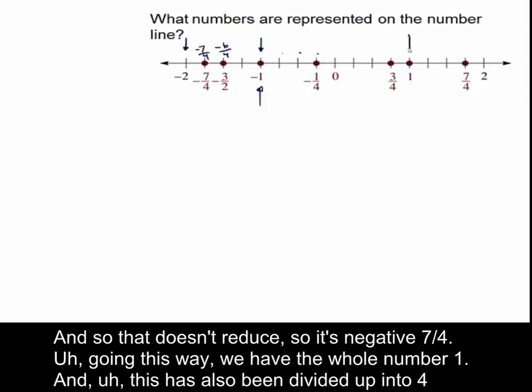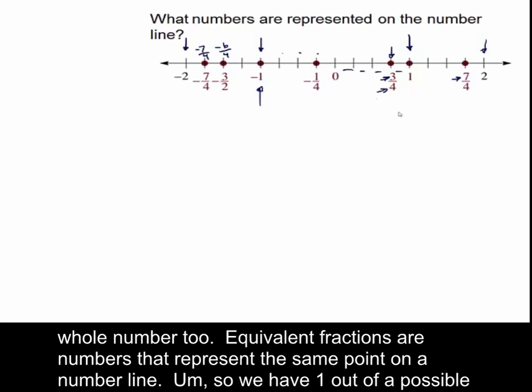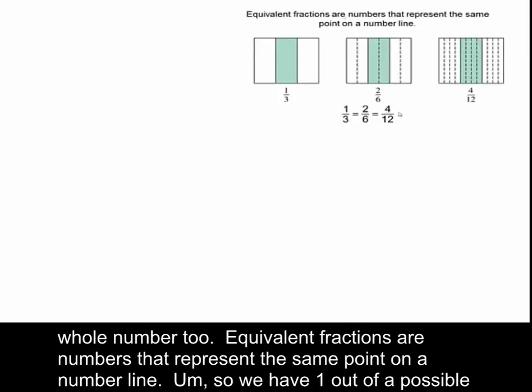Going this way, we have the whole number 1, and this has also been divided up into 4 possible pieces, and at this point here, we have 3 of those possible 4 pieces. Here we have 7 of possible 4 pieces, and there's the whole number 2. Equivalent fractions are numbers that represent the same point on a number line.